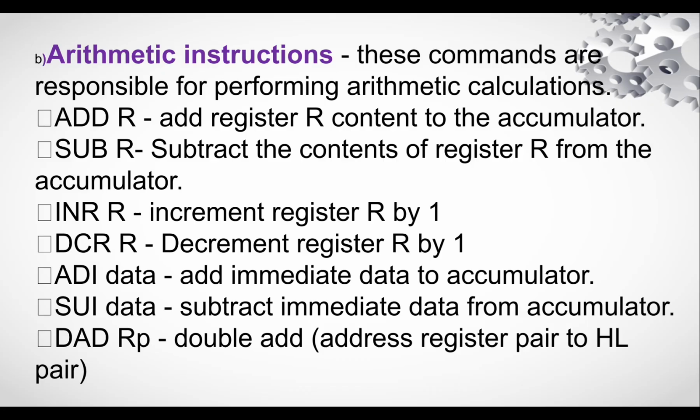Then you have SUB R, sub in capital, then R. It means you subtract the contents of register R from the accumulator. Then you have an INR R, it means you increment the contents of register R by 1.